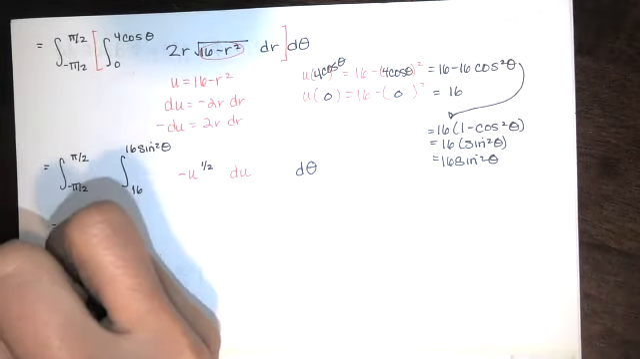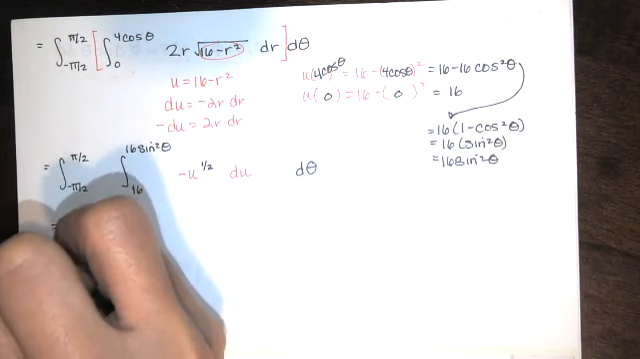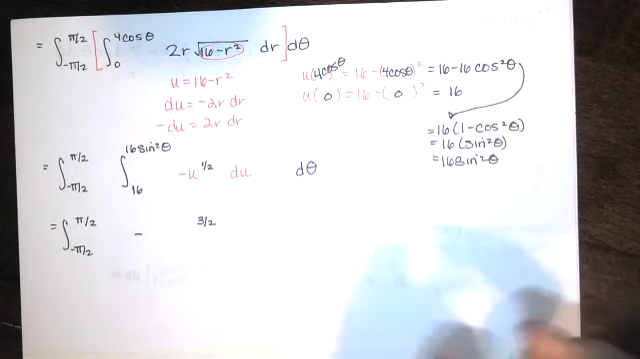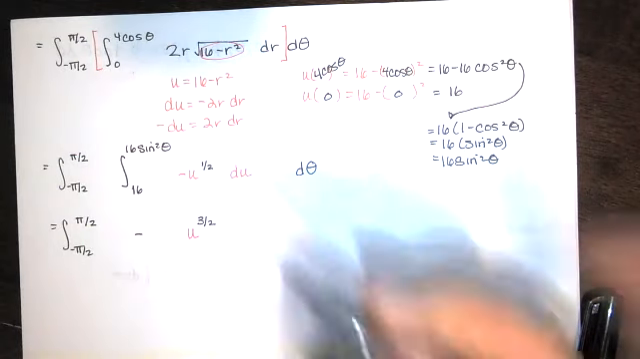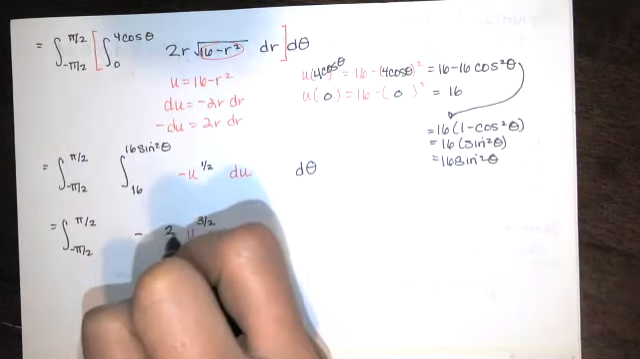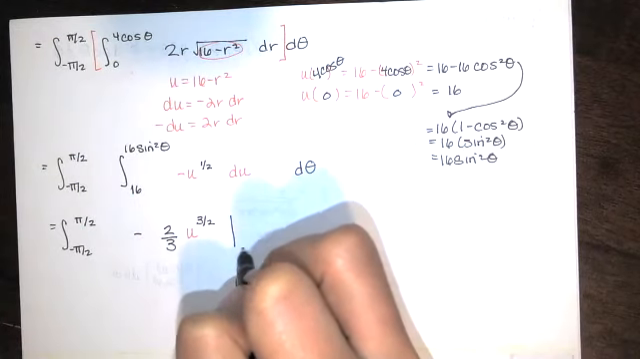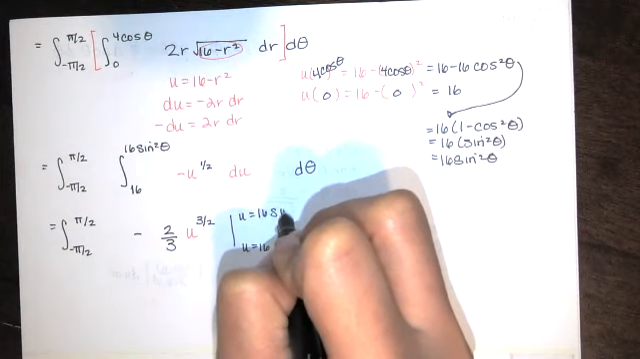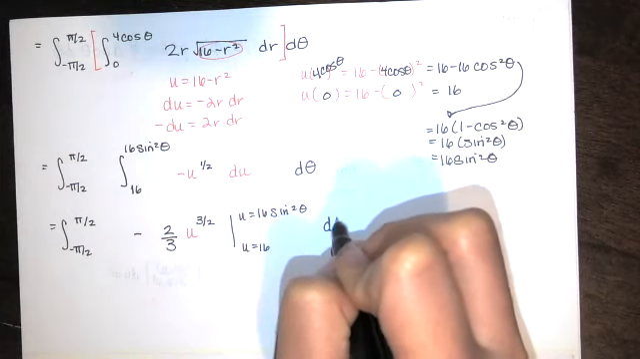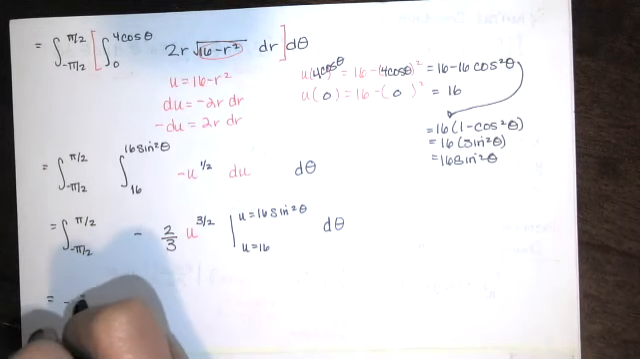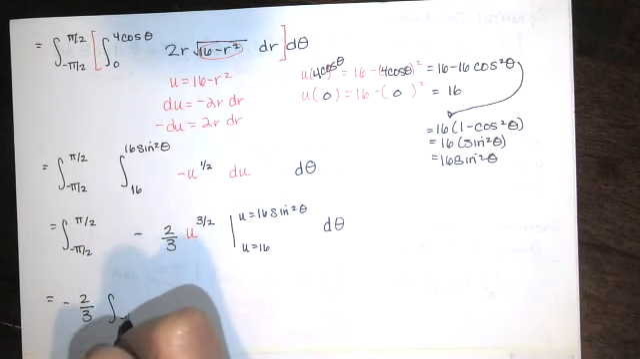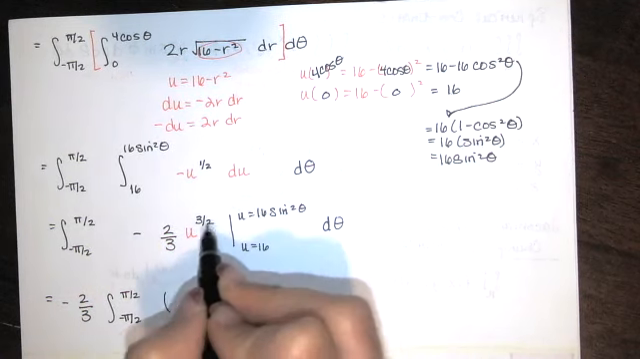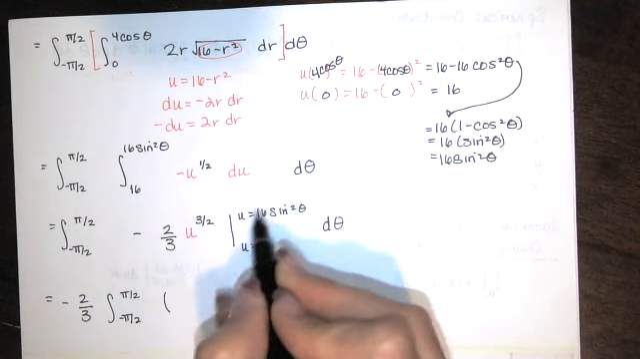So now we will anti-differentiate. Bring the negative down, add 1 to the exponent, divide by the new exponent. Dividing by 3/2 is the same as multiplying by 2/3. Then we evaluate from u equals 16 to u equals 16 times sine squared theta. And if you want, you could factor out that negative 2/3. So I've got just u to the 3/2 evaluated at this.